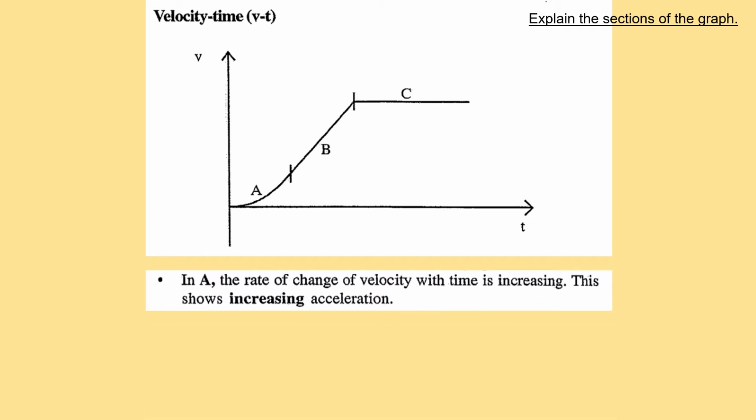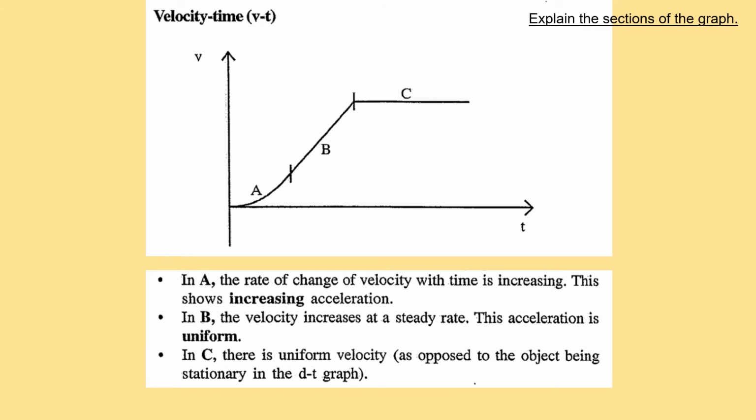So part A, you have an increasing rate of change of velocity, and that shows that the acceleration is increasing. The acceleration is getting larger and larger. B, you have a positive constant gradient, which means that the acceleration is uniform, so you have a constant acceleration. And then at C, we have a uniform velocity. In the distance time graph, we had a stationary object. Now we have a constant velocity, and no force is being applied at this time.